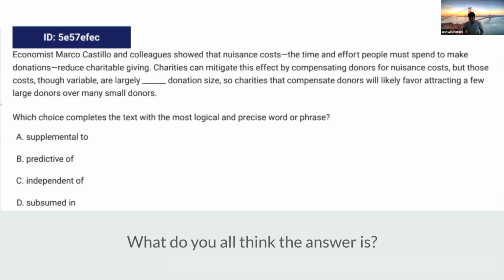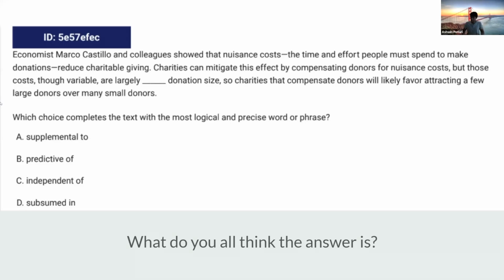So let's go to B, predictive of. Charities can mitigate this effect by compensating donors for nuisance costs, but those costs, though variable, are largely predictive of donation size. And that makes just zero sense in this sentence, because nuisance costs don't predict donation size. They are variable, but they don't predict it. Remember, though variable, they're not necessarily reliant on donation size at all. So predictive of or anything like that does not make any sense.